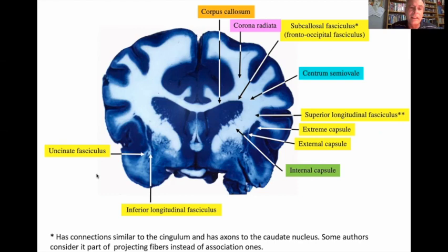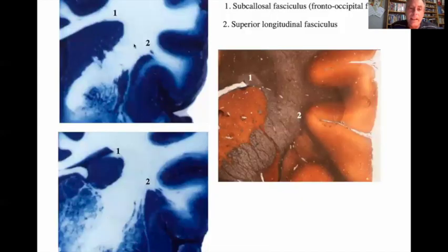We also have the uncinate fascicle. This fasciculus connects the temporal cortex with the frontal cortex, or the inferior longitudinal fasciculus that connects the occipital cortex with the temporal cortex. In these enlarged images, this is a Bielschowsky or Mulligan. This is an impregnation, and this is a staining, right?